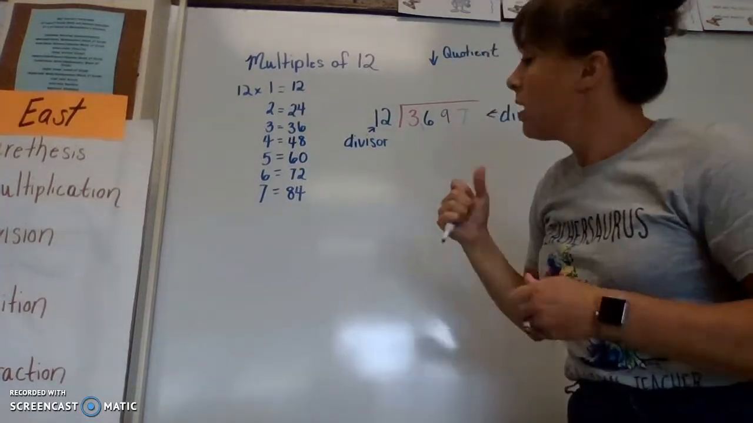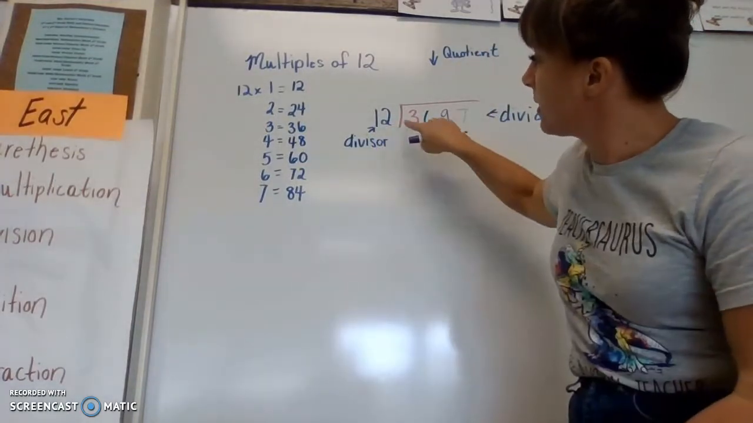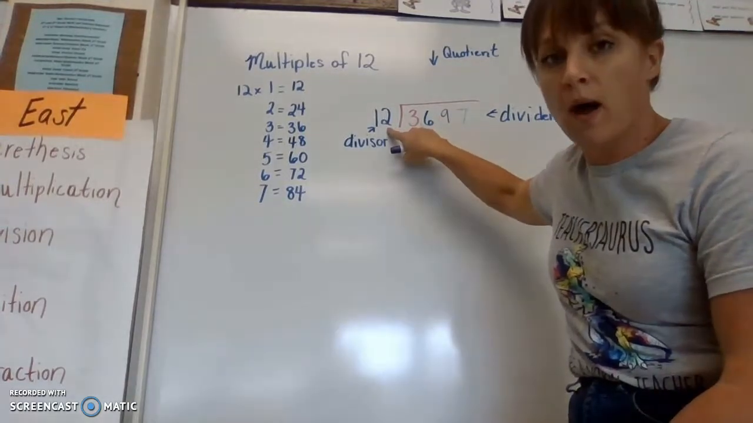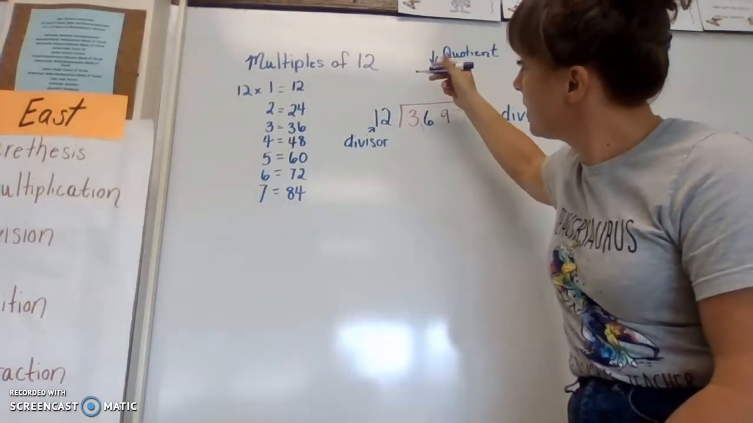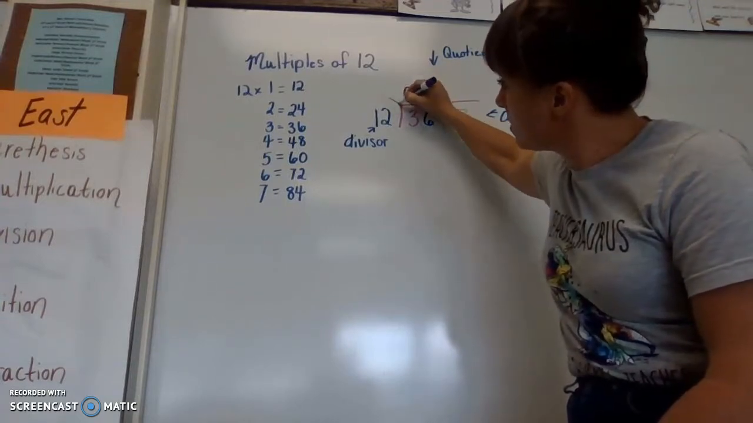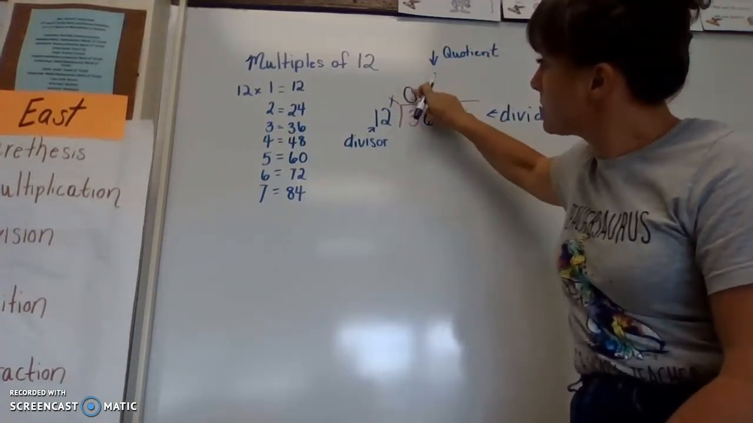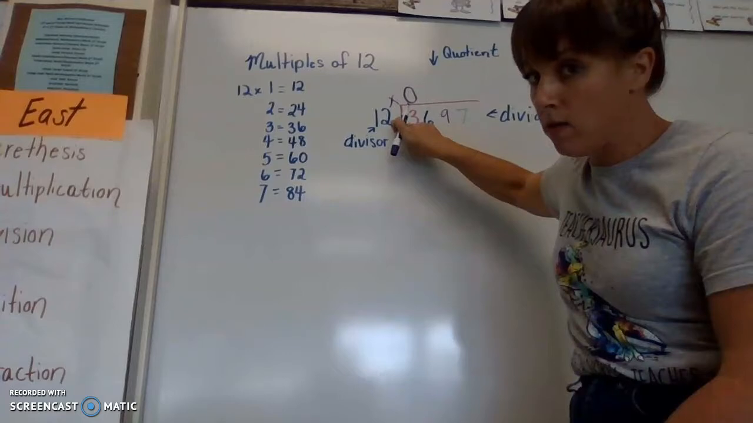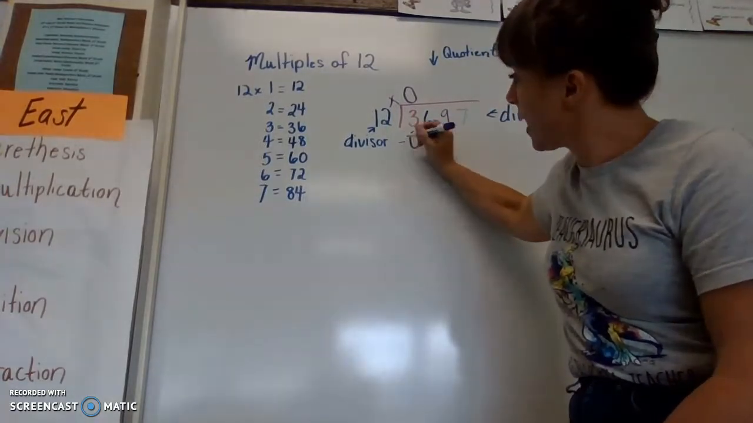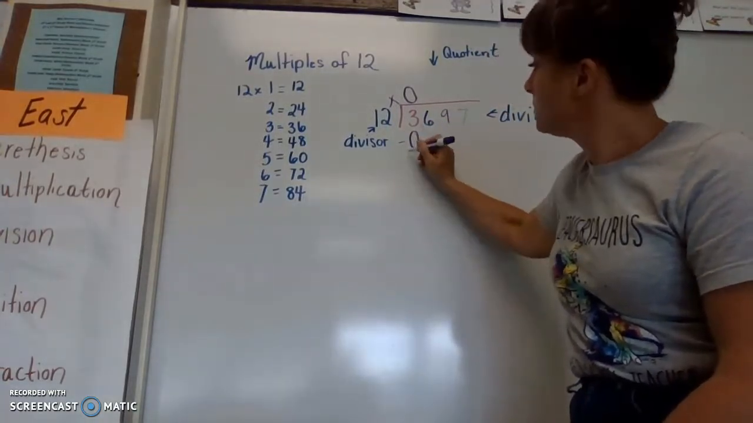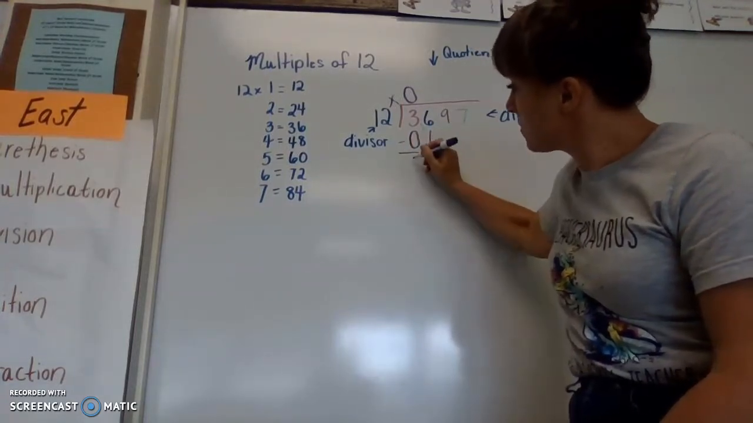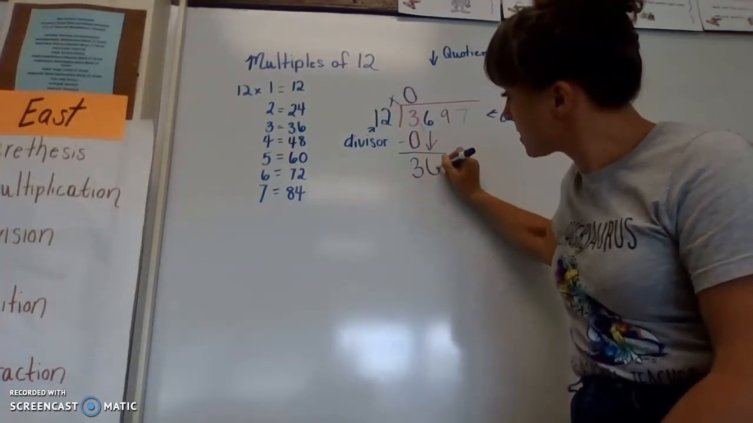So here we go. We're going to start with 12 divided by 3. 3 cannot be divided into 12, so that answer is a 0. And again, we like to do our multiplication that is there. So 0 times 12, 0. We subtract. Put your equal sign, bring down your 6. So now we have 36.